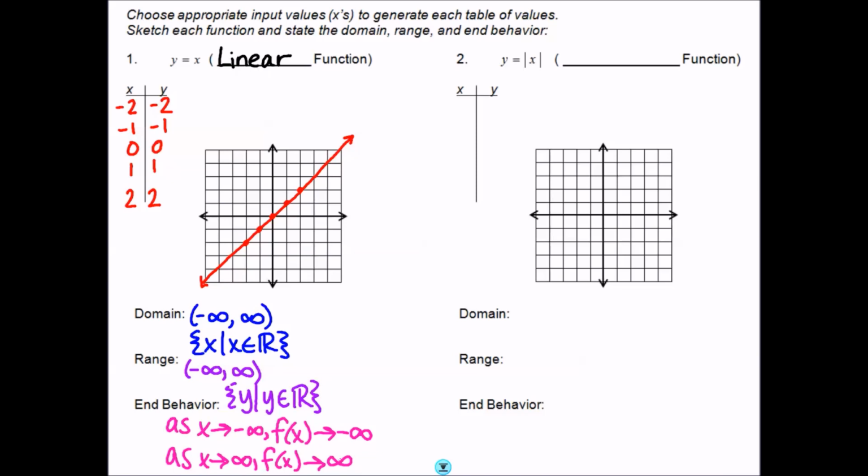So this is the basic linear function, its domain, range, and end behavior. We'll look more in depth at these graphs next class. So let's take a look at the next graph. We have y equals absolute value of x. This is an absolute value function.